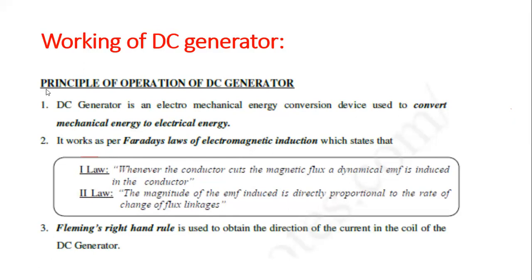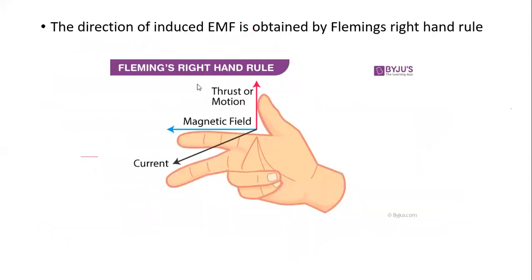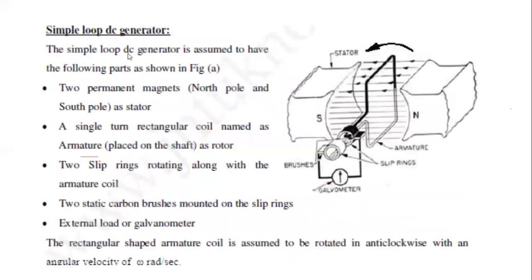These are the basic points for the working principle of a DC generator. This is the simple loop constructional diagram for the DC generator.